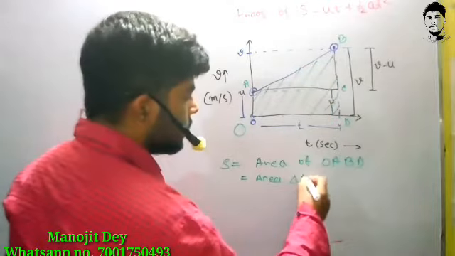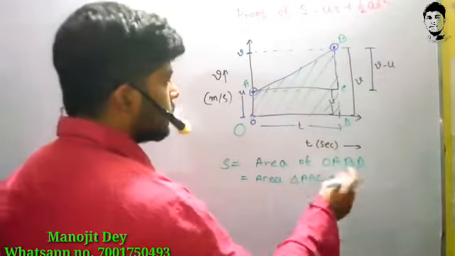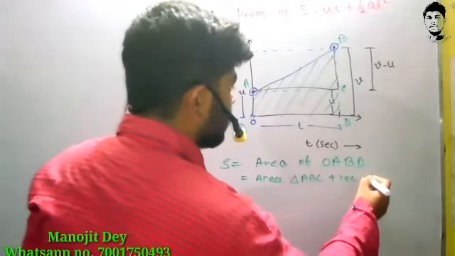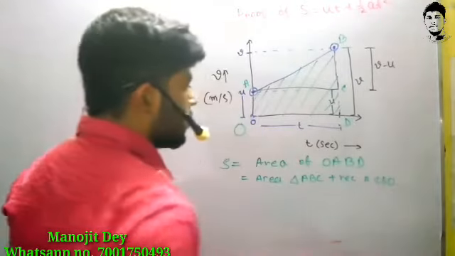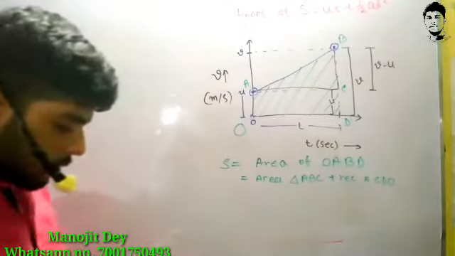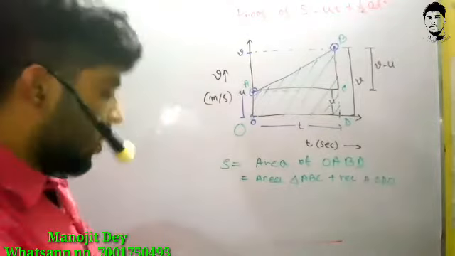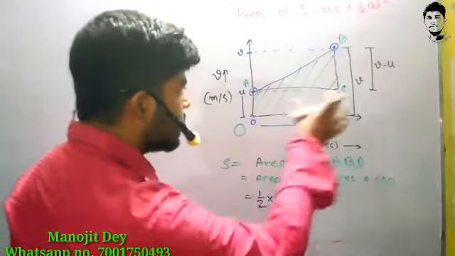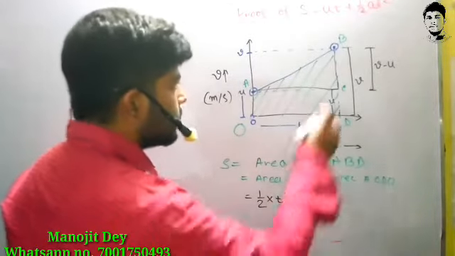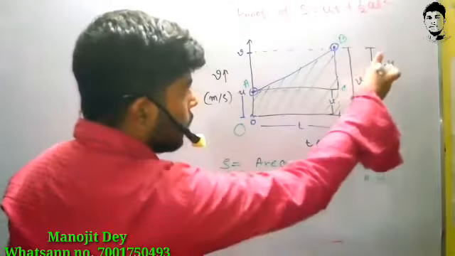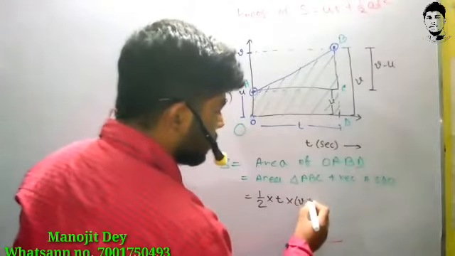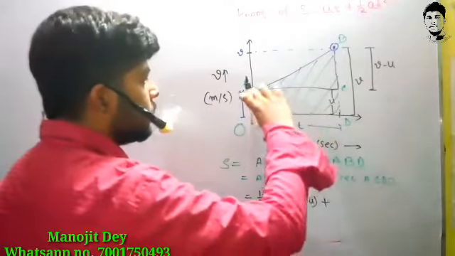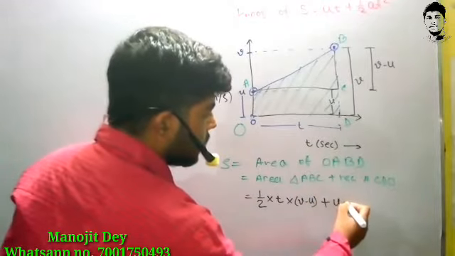So we can say that this will be the area of triangle ABC plus the area of the rectangle ACDO, right? So what will be the area of ABC? The area of ABC will be half into base into height. Base means AC, that will be T, and the height will be BC, which we have derived as V minus U. And the area of the rectangle, area means length into breadth, so the breadth will be U and the length will be T, so U into T.